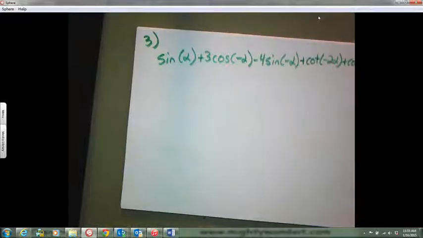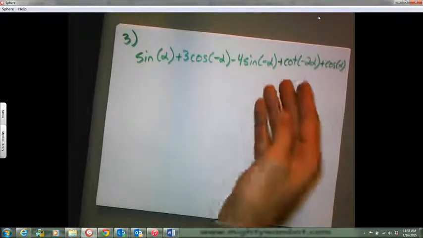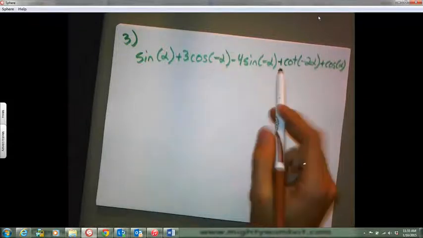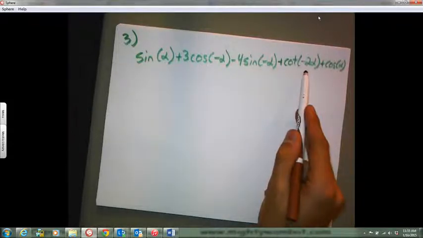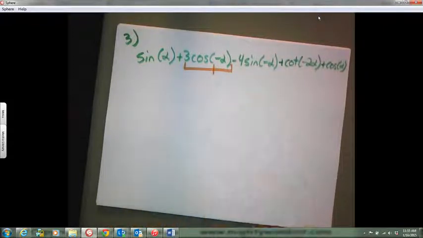So the goal here, although the directions aren't necessarily specified, is just to simplify the function. That's it. Simplify the function and get rid of these negative angles in here. I'll start with this first angle right here. So this says 3 cosine negative alpha.